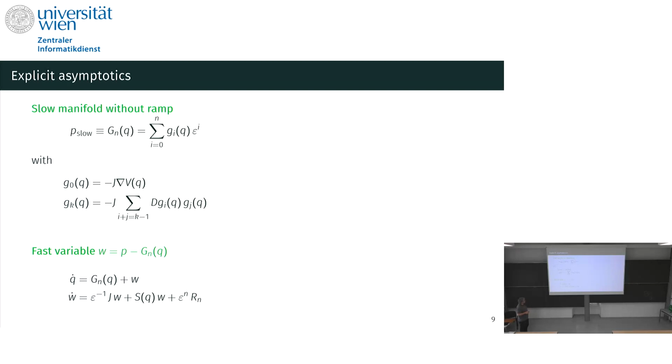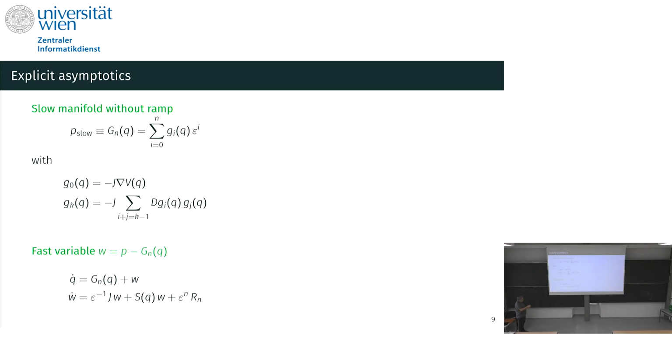And what is important for the analysis is that we can then introduce a fast variable, which is the original p variable minus the slaved ones through this constructed slow manifold. And then the fast variable is going to satisfy an equation that has 1 over epsilon in front of the skew matrix here, or skew operator. And then there's a linear term and there's a remainder.